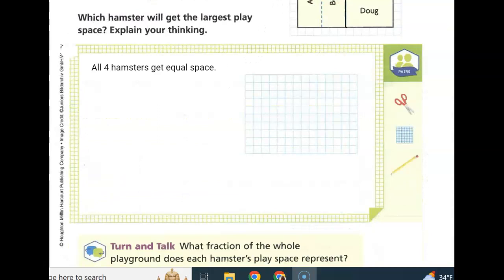Okay, so if you're at home and you want to, you can redraw the hamster cage down in the gridded area. But really all you need to know is that all 4 hamsters get an equal space. Okay? Let's go on to the next page.